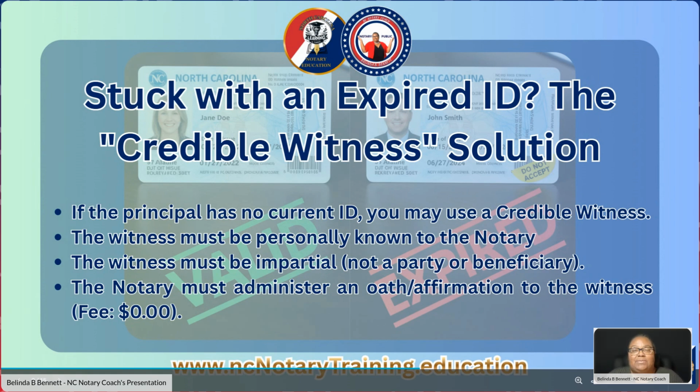If a person has an expired ID, or may not have an ID on them, or can't find it, any of those different scenarios, the point of understanding what you should know is the fact that the credible witness is the person who now vouches for the signer's identity.